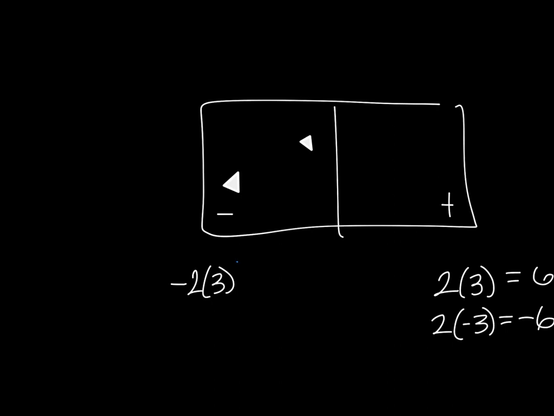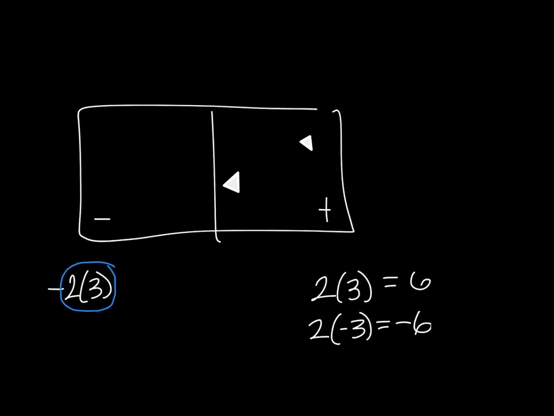What you're going to do is you're going to analyze this. You're going to say, hey, I have 2 groups of 3. Ignore the negative for right now. I have 2 groups of 3. And so then I've got this, right? I've got 2 groups of 3. But then I look and I say, oh, but there's a negative out in front. I've got that negative out in front.